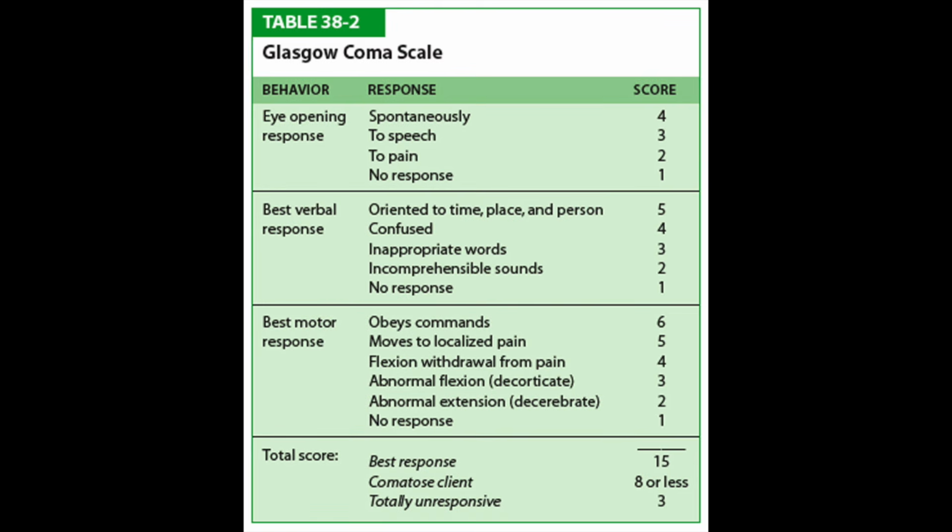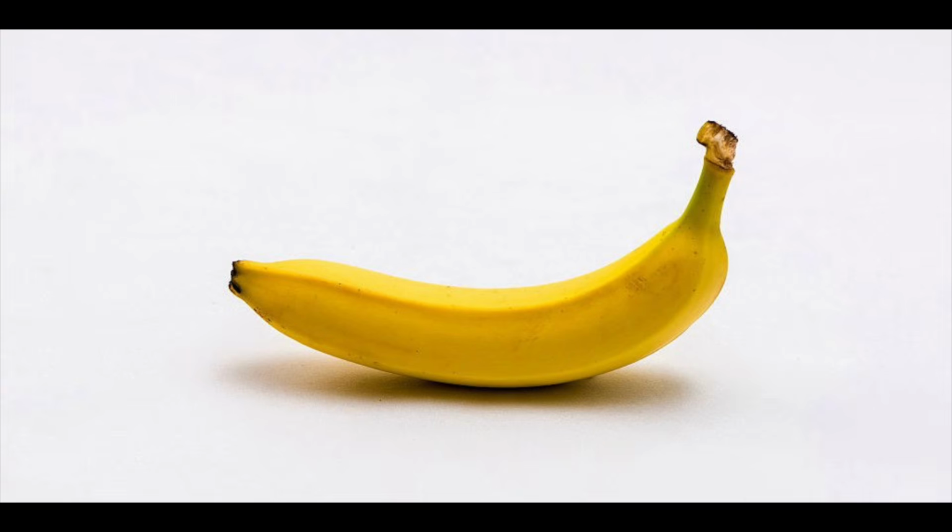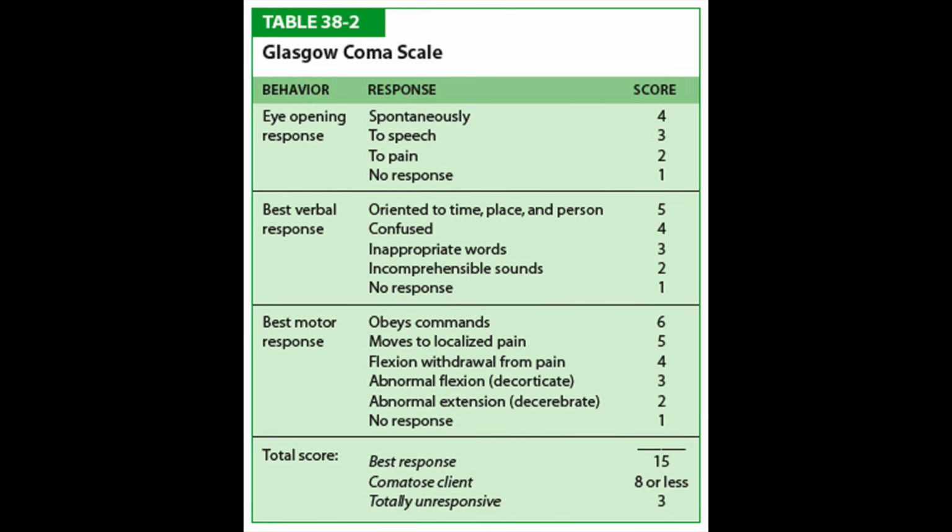If you ask them a question and then they respond with an inappropriate word, then they get a score of 3. An example of this can be like asking them, who's the president of the United States? And they answer, banana. That would be considered an inappropriate word and they get a score of 3. When you ask one of the questions and the patient just responds with sounds and no words, then they get a score of 2. If they don't respond at all, they get a score of 1.